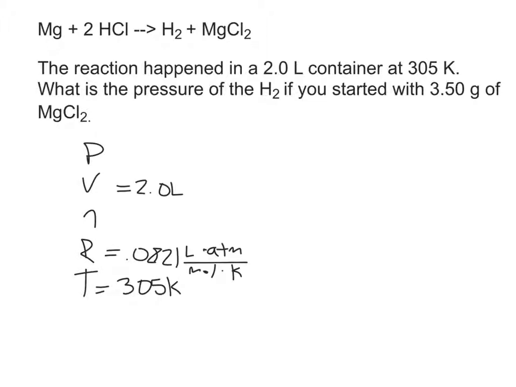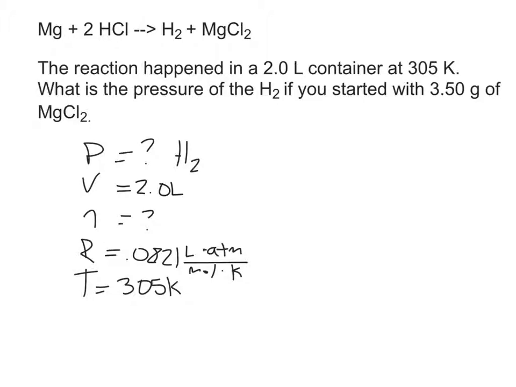If I look at what's given to me in the problem, I've got a volume of 2.0 liters, I've got a temperature of 305, and I in fact have a mass of 3.50 grams of MgCl2. But that doesn't give me the moles of H2, which is what I'm trying to get to eventually. I'm trying to find an unknown pressure of H2 gas. So when I look at my PV = nRT variables, I'm in fact missing two variables. Based on the last slide, this means that I'm going to want to do the stoichiometry first and then do the gas law second.